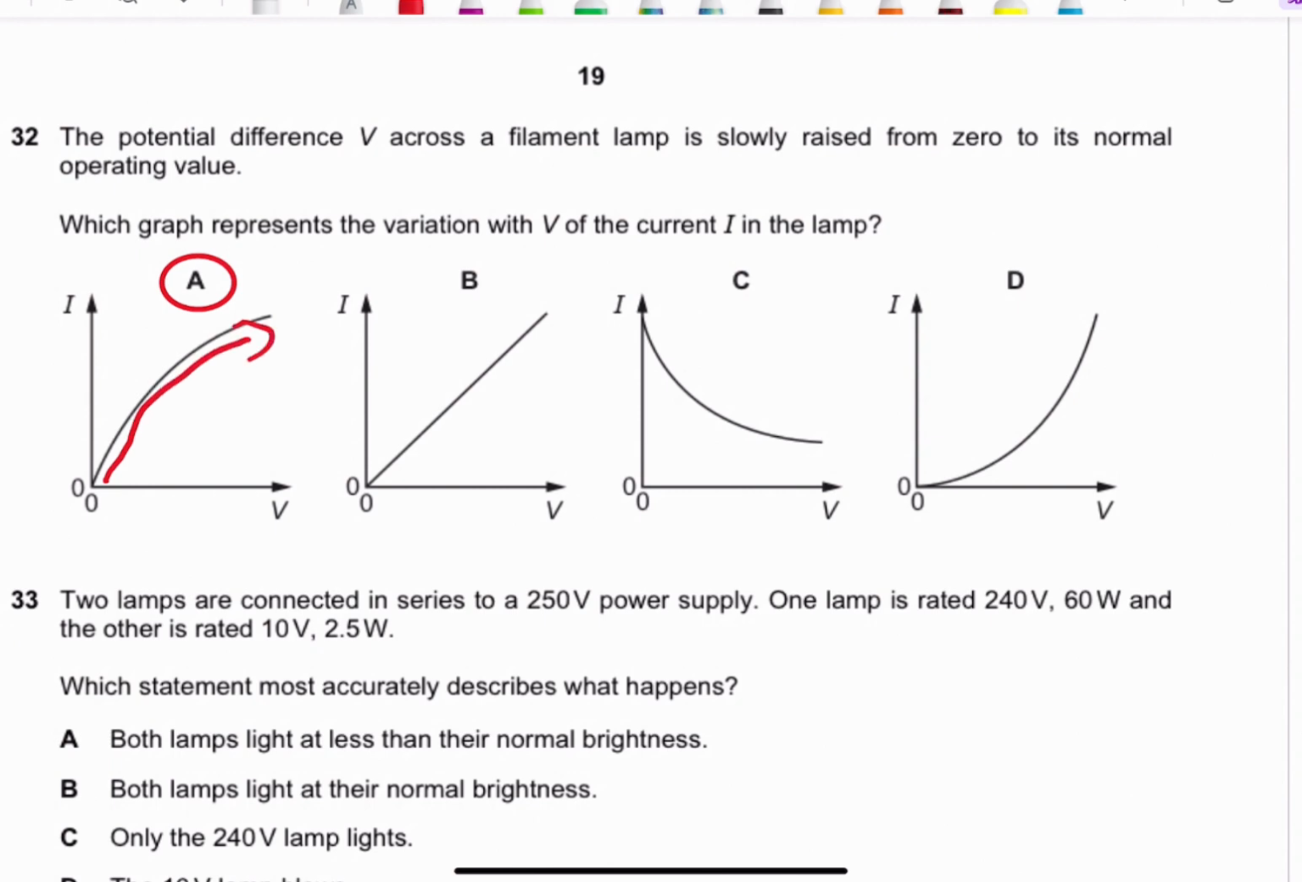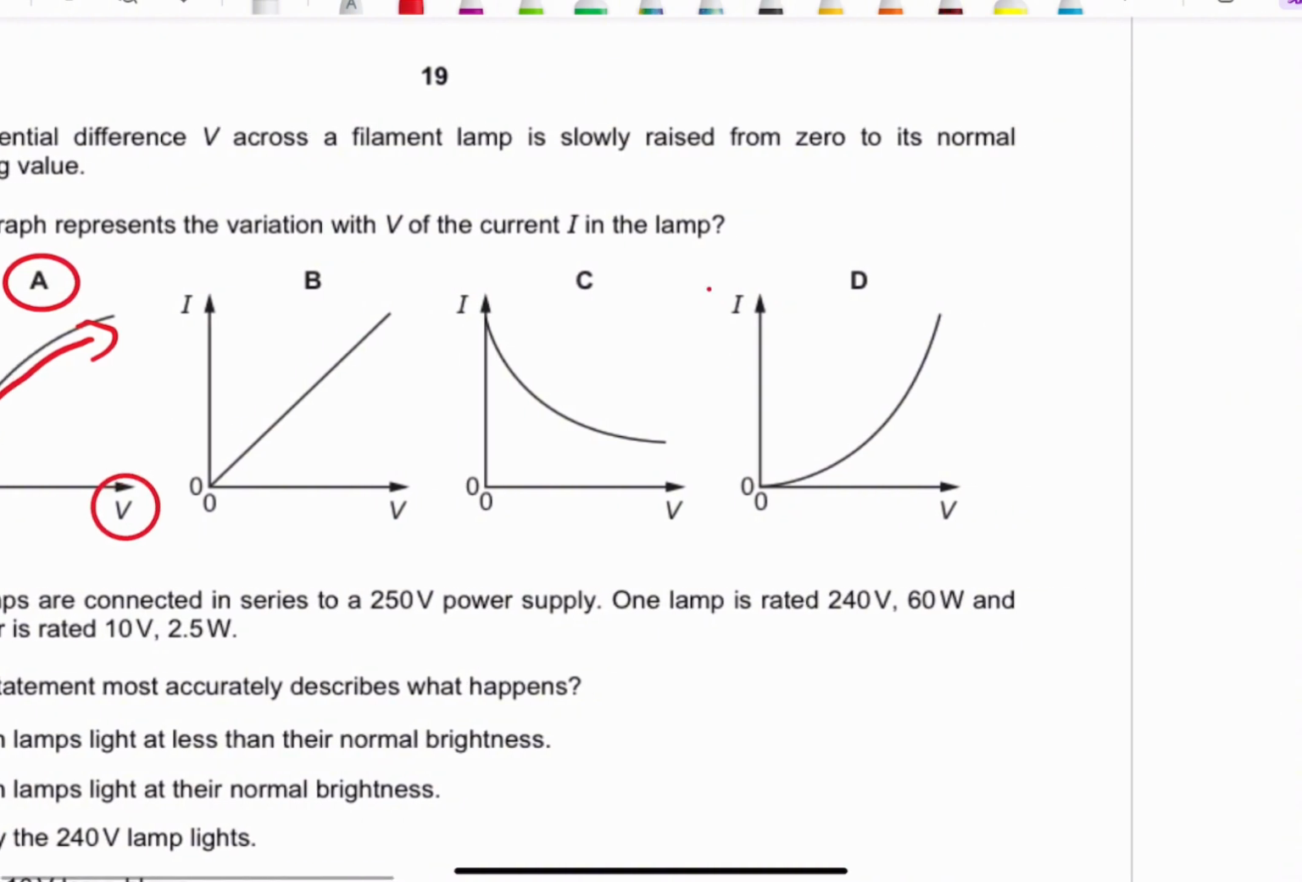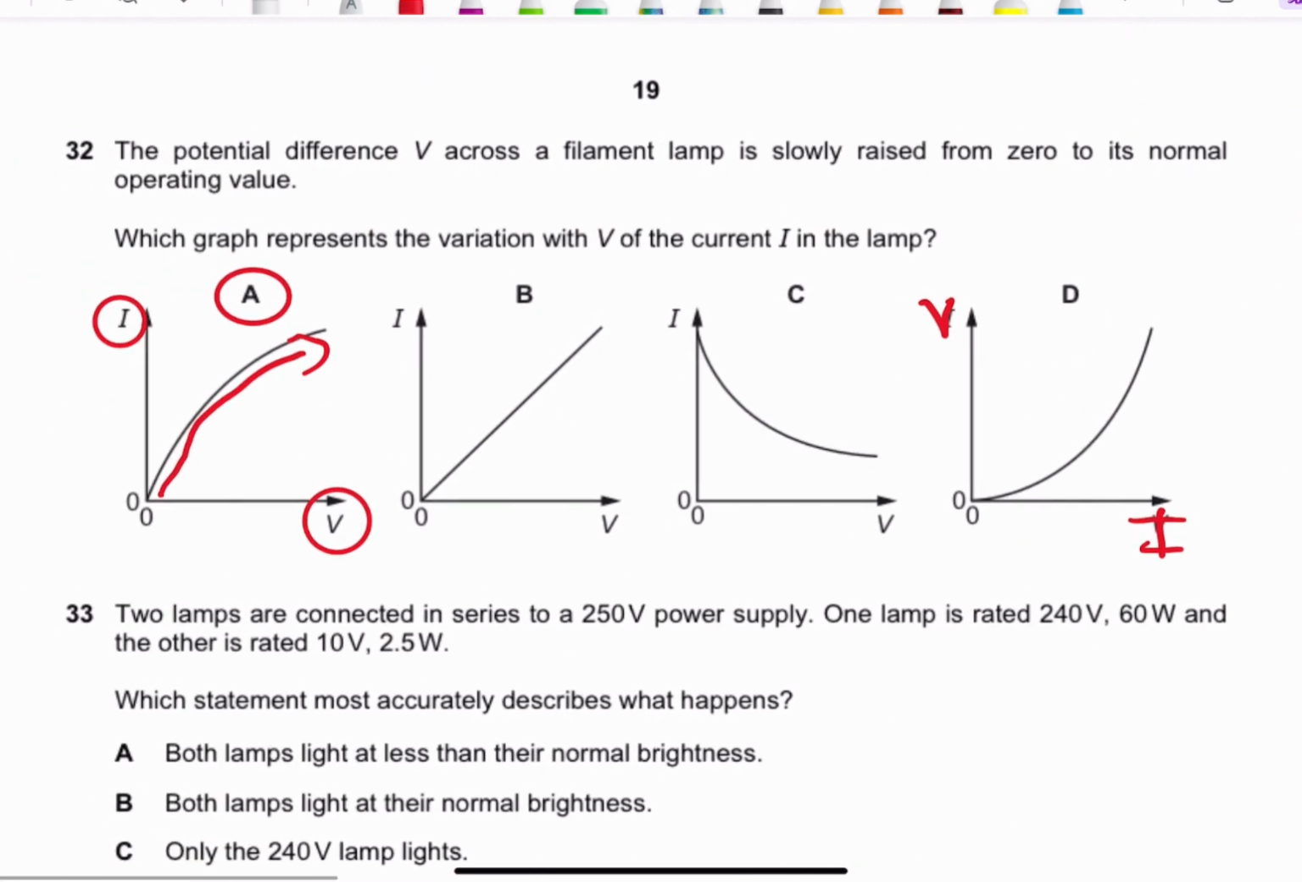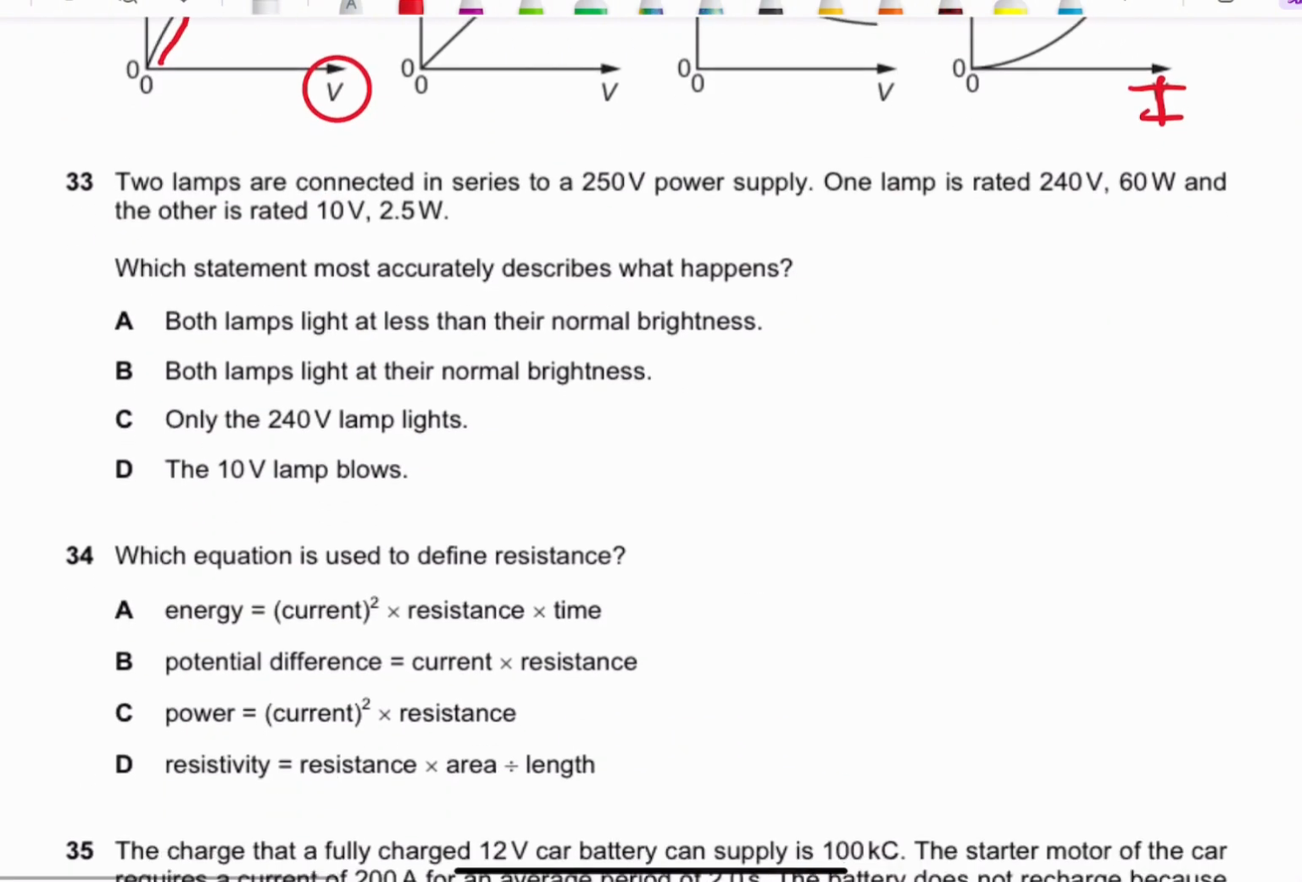But again, I highly recommend you look at this axis, guys. If this is an IV graph, it makes A correct. But if this was a V against I graph, it's just this graph flipped, so it would make D correct. So whenever you see these questions regarding filament lamps, always, number one, look at the axis. Is it an IV graph? If it is, that's fine. Move on and find the graph that you need, okay?